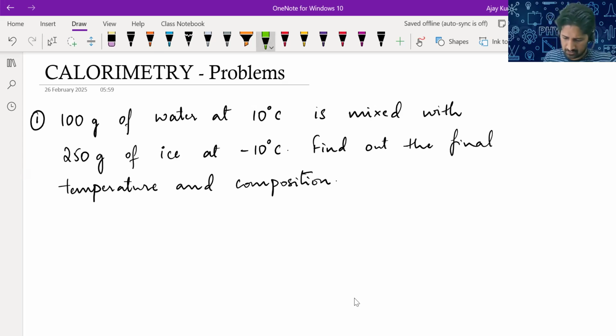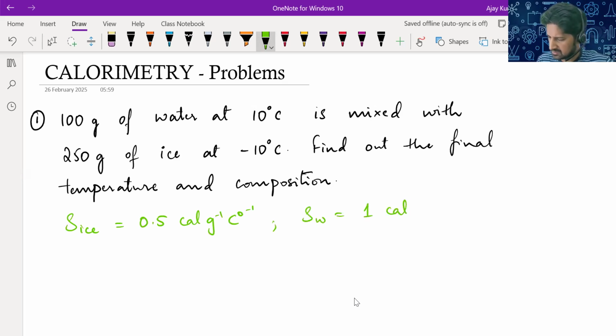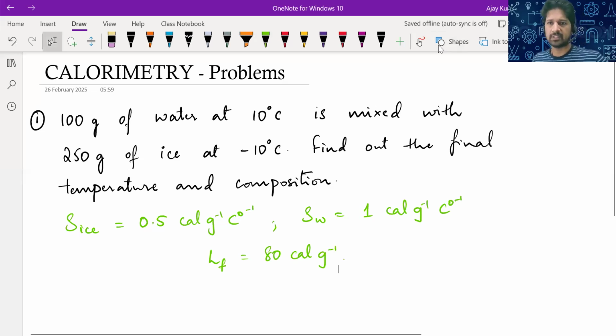You can use these values. Specific heat of ice is 0.5 calorie per gram per Celsius degree. Specific heat of water is 1 calorie per gram per Celsius degree. And latent heat of fusion, for ice water conversion, is 80 calories per gram. Okay. Try this problem. I'll give you 3 minutes.